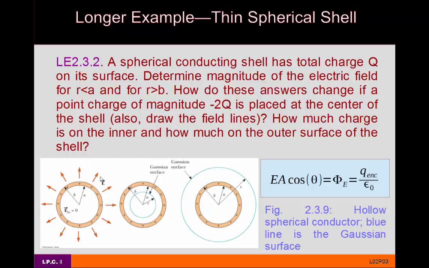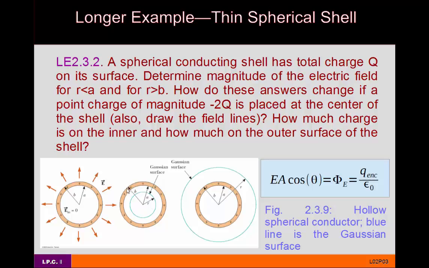Okay, for our next example, what I want to look at is what the electric field is inside and outside of this spherical conducting shell. Spherical conducting shell means it's basically a sphere which has been hollowed out, and we're going to figure out the electric field given a total charge Q on the surface. And we're going to do that also for what happens if you place a charge of minus 2Q at the center of this shell. So initially there's no charge at the center, then we'll do it again with charge at the center.